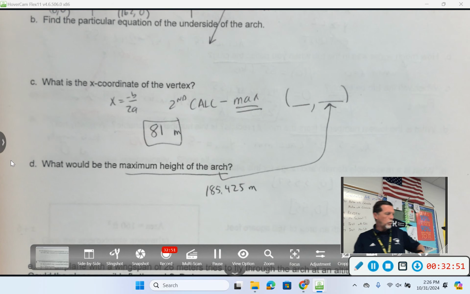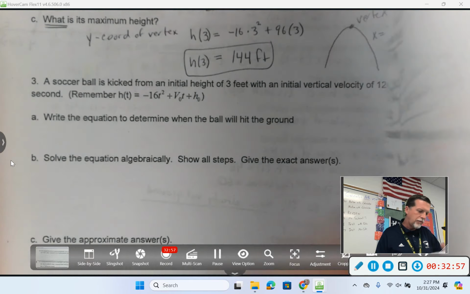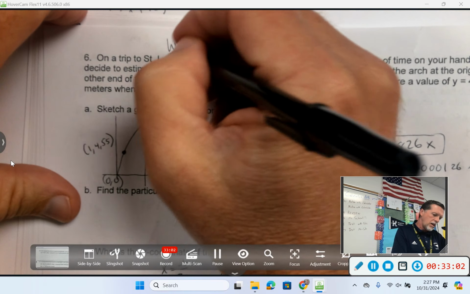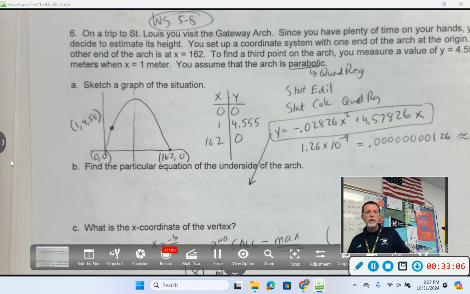Then I'll leave you to try. So your assignment is 5 through 8, or 4 through 8, or however many are left. We did 4. So 5 through 8. And we'll look at those on Friday.